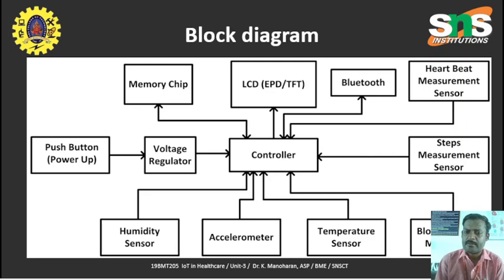So these things will be measured with this steps measurement sensor. Look at this blood pressure. So blood pressure will be monitored continuously. So for that we need to have this blood pressure sensor. Depending upon our requirement, we can include those sensors.